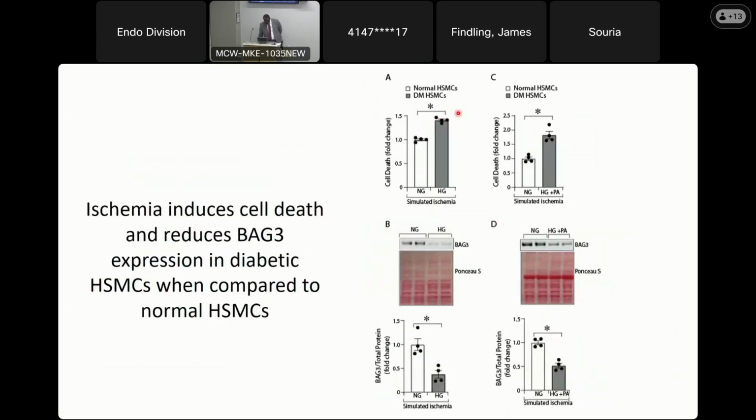Here, what we did was actually took skeletal muscle cells from patients with diabetes and went through the same thing. If you grow them in high glucose or high glucose plus palmitic acid and then expose them to ischemia, what you find is, again, increased cell death. When you look at BAG3 expression, it is also low, consistent with what we find in the non-diabetic tissue grown in high glucose as well.